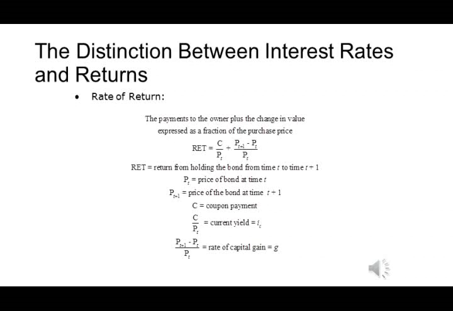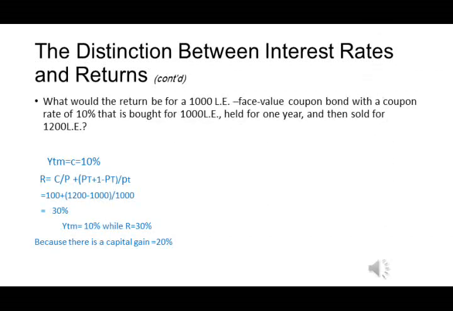In order to understand that, look at this example. Here's the example. What would be the return for a 1,000 face value coupon bond with a coupon rate of 10% that is bought for 1,000, held for 1 year, and then sold for 1,200.